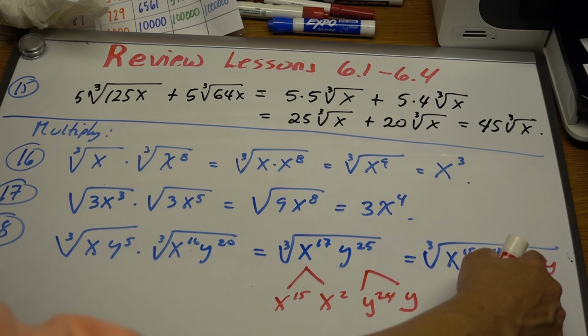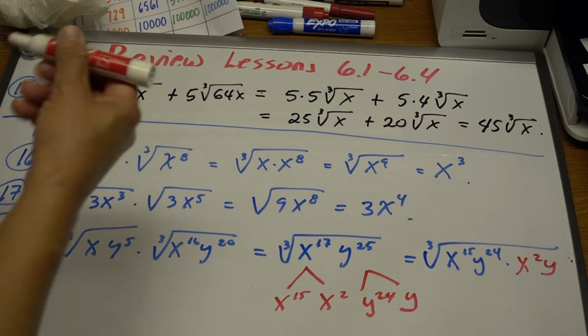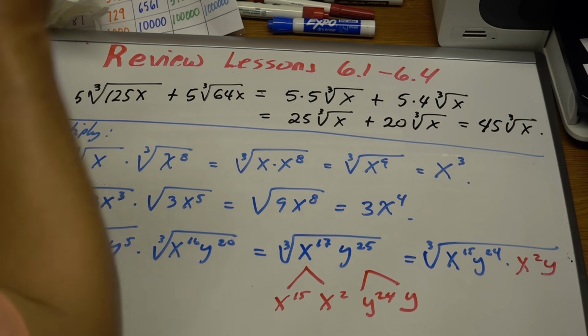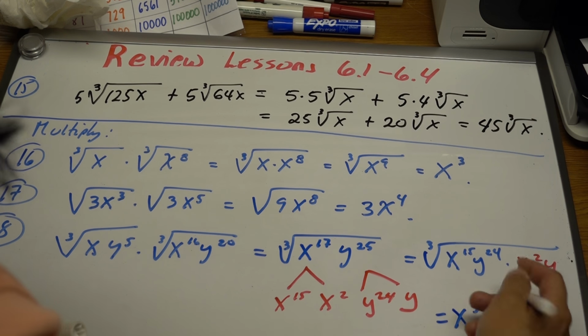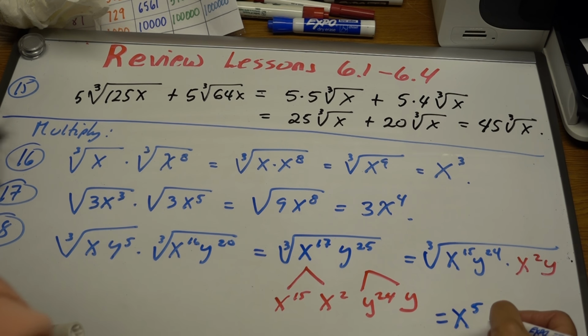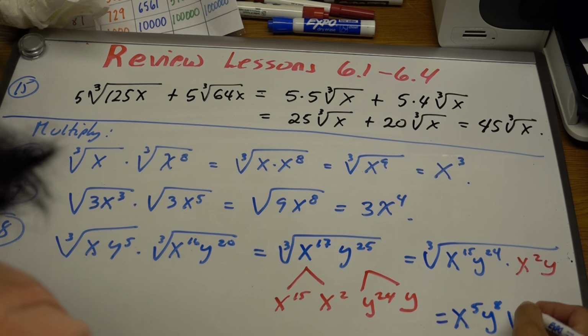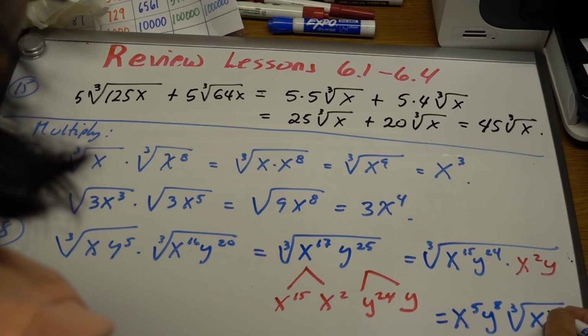Why? Because 2 is less than 3, 1 is less than 3, that's why. Now we're going to continue with the answer. This is going to be 15 over 3 is 5, so it's x to the 5th power. 24 over 3 is 8, so it's y to the 8th. Cube root of x squared y.